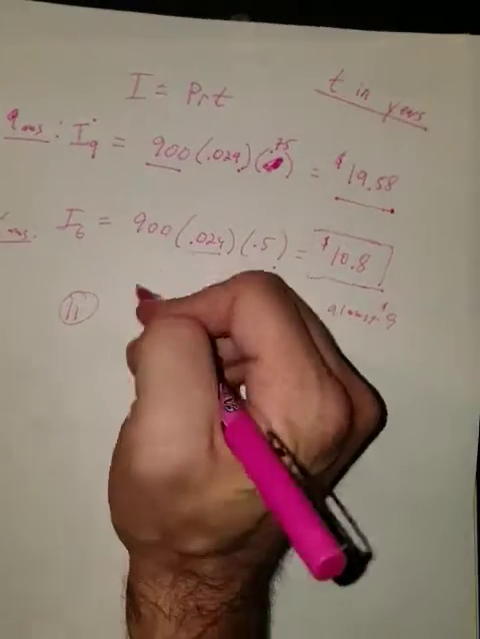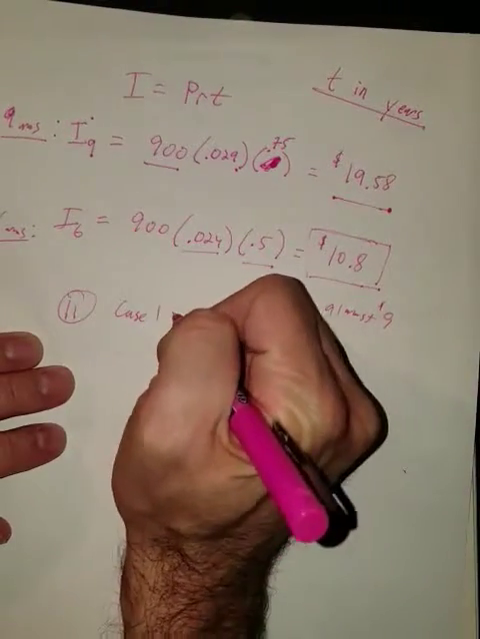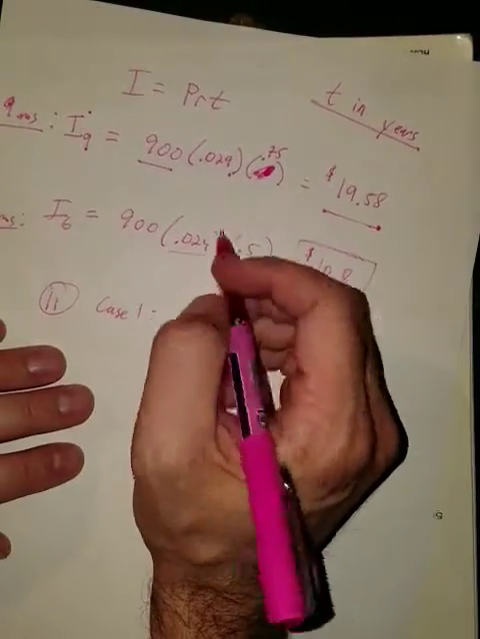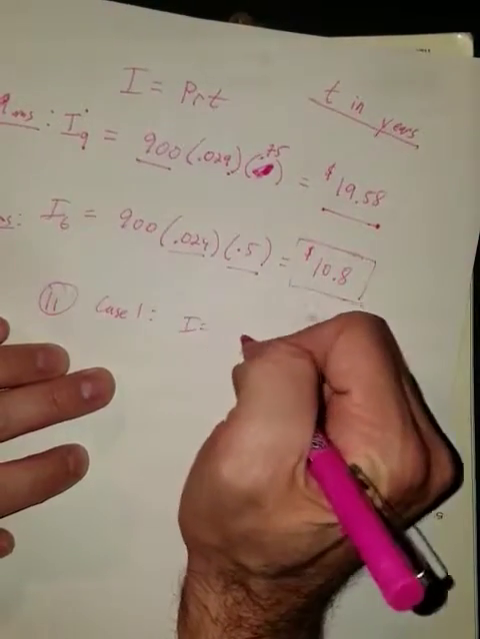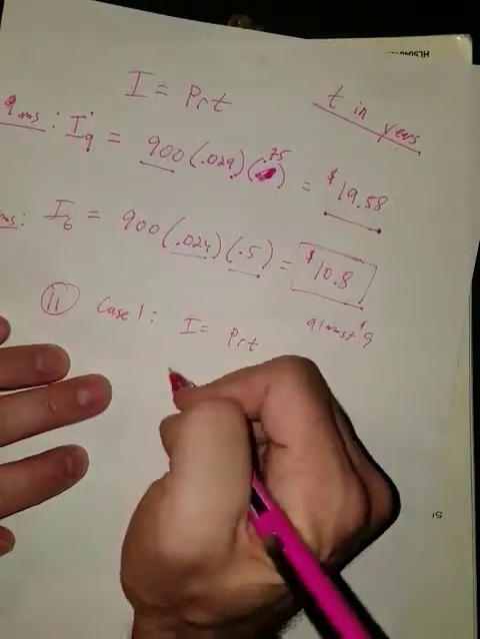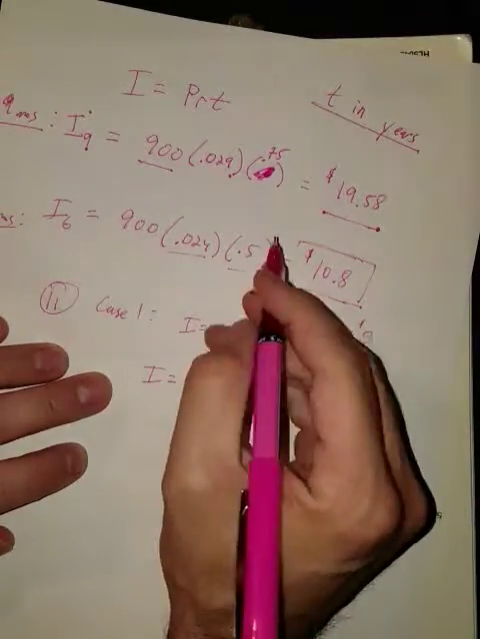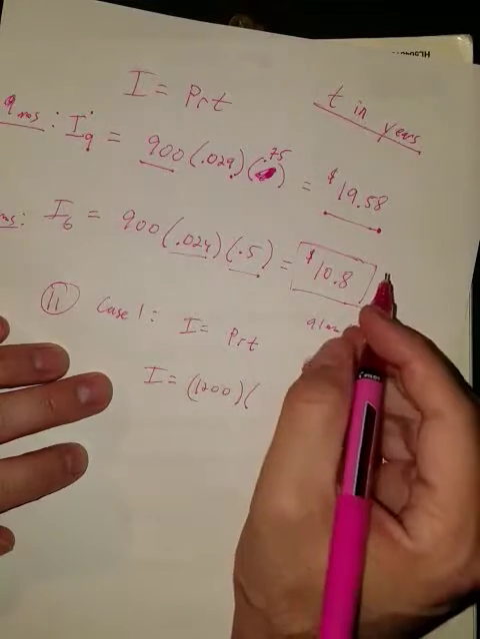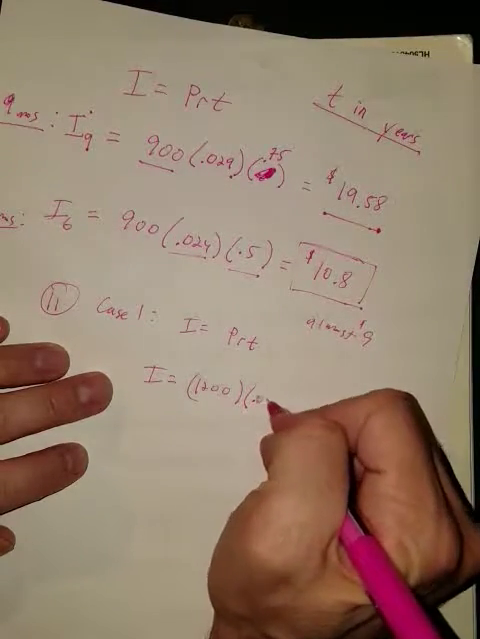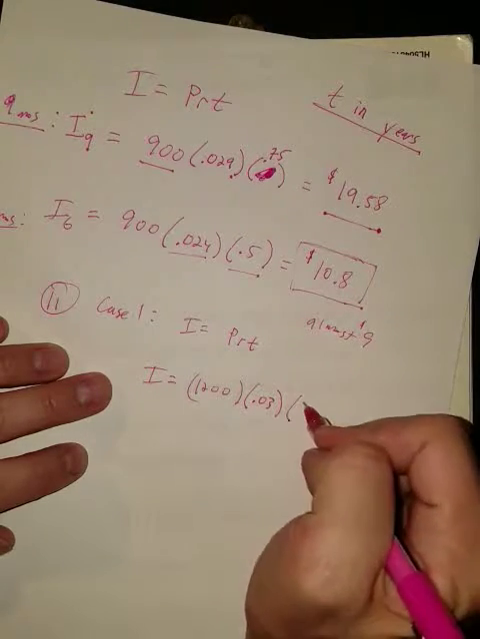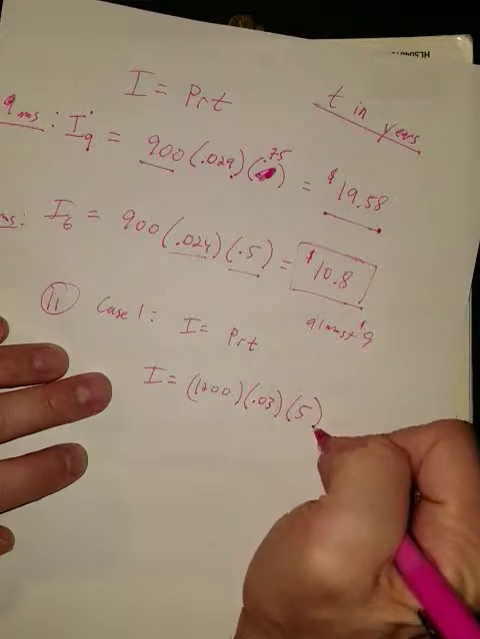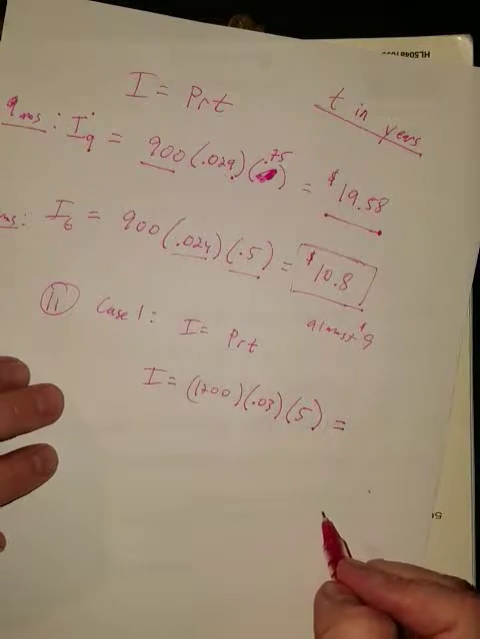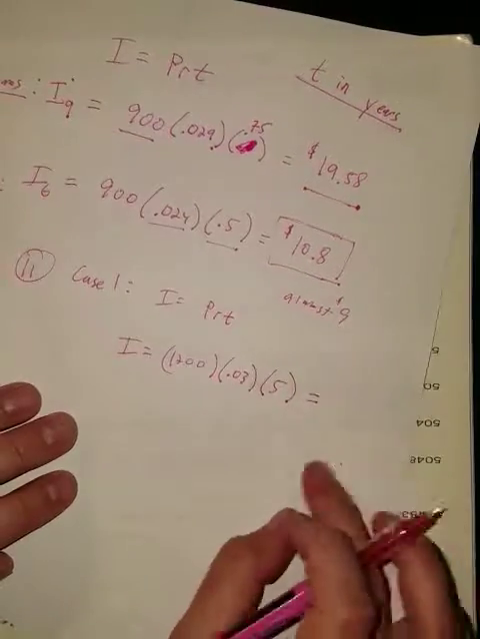Let's do case 1. Well, it's I equals PRT. So the interest that you're going to earn is the principal, the $1,200 deposit. The rate is 3%, we're just going to put 0.03, for 5 years. 5, right? And what's that? I need another calculator. That's case 1.